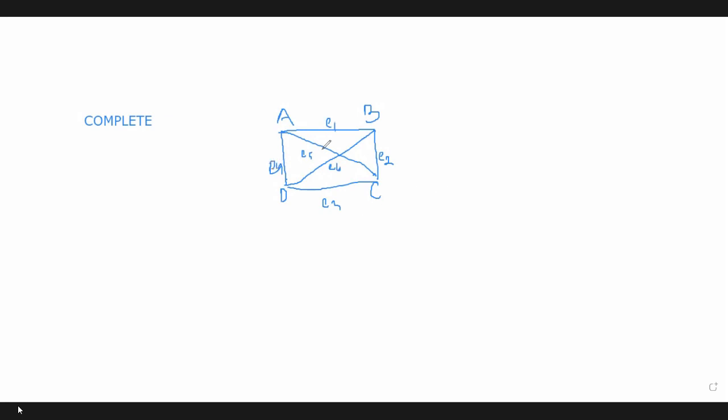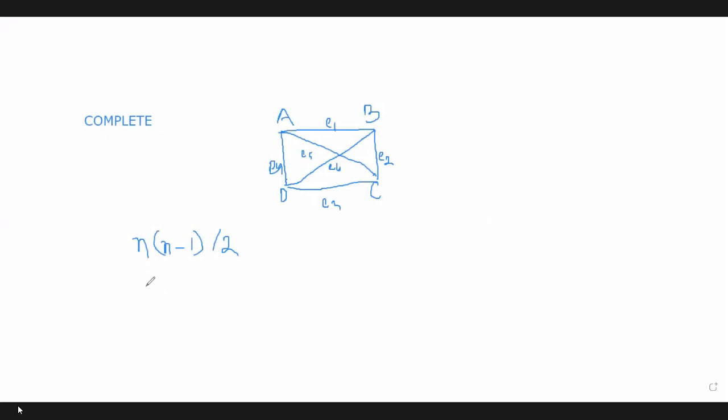Can we create a relationship between the number of vertices and the number of edges? The relationship, or the equation, is n into n minus 1 divided by 2. If a graph has n vertices, then the number of edges will be n into n minus 1 divided by 2. And this is only for the complete graph.